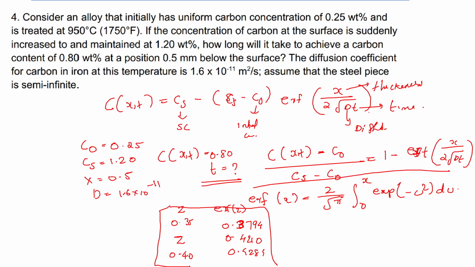Now here we are going to take this value and find 0.4284, the last one. And what is written within this is the integral 0 to x of exponential minus u square du. Now substitute and you will get the answer, actually 7.1 hours.